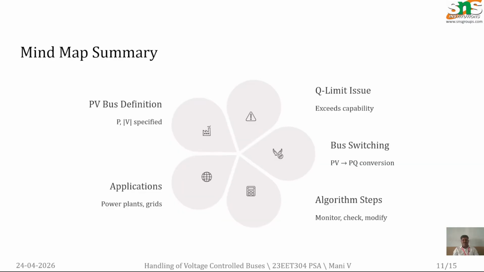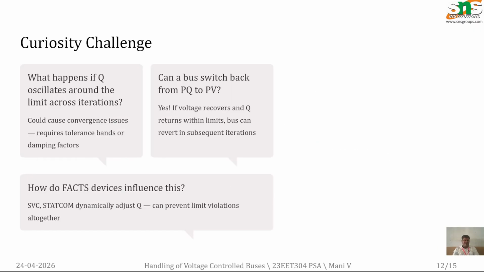So this is a mind map summary. Here we define the PV bus and check whether the reactive power limit is violated or not. If it is violated, then the PV bus is converted into a PQ bus, and the algorithm is modified. We monitor, check, and modify based on the parameters, and the application can be in power plants and grids.